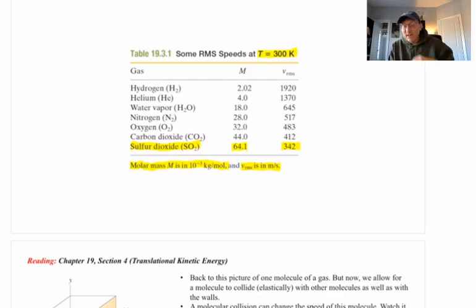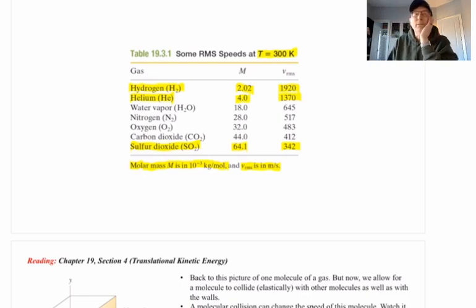And then if you get to the really light gases, like the inert gas helium, with a molar mass of 4 grams per mole, look at the RMS speed for helium gas at 300 Kelvin: 1,370 meters per second. Wow, they're really moving. Or hydrogen gas, which is diatomic with 2 hydrogen atoms bonded together, molar mass of 2.02 grams per mole, 1,920 meters per second, moving along at a pretty good clip.